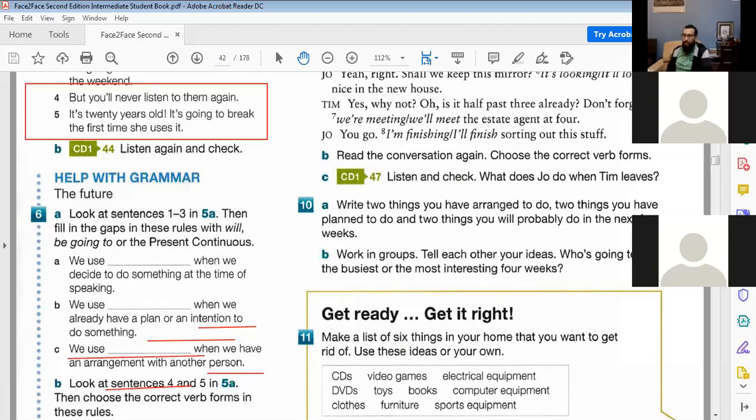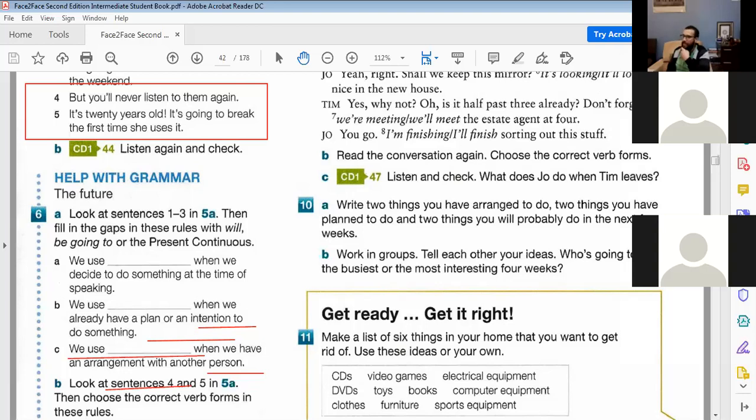Yeah. So this is a prediction, like you said, but is the prediction based on evidence or is it a personal opinion? What do you think, Sana? The one about it's very cloudy, it's going to rain. Prediction based on evidence. Exactly right. Because he saw the clouds. And that's why he's sure of his prediction, and used going to instead of will. Because of the certainty, going to is stronger than will in the future in general. Right? Okay. So you're right, yes.